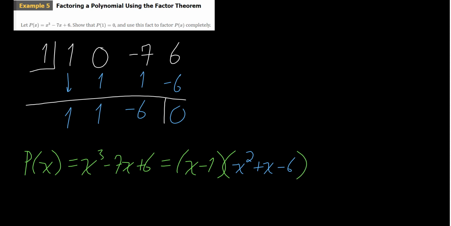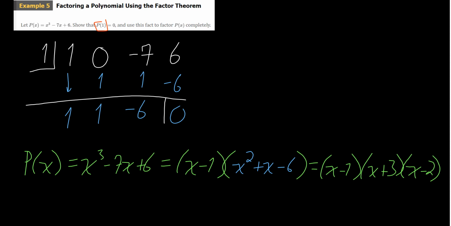So now I have factored the x cubed minus 7x plus 6. I factored it into this. And of course, I know that the x squared plus x minus 6 can also factor even further. So x minus 1, and then it looks like a positive 3 and a negative 2. There it is.